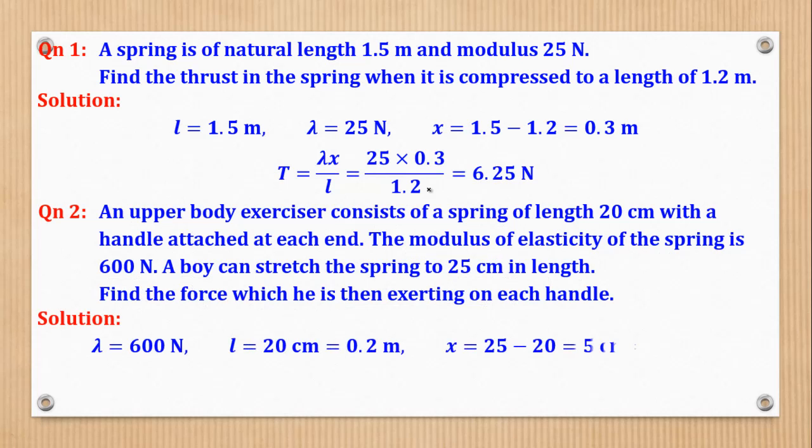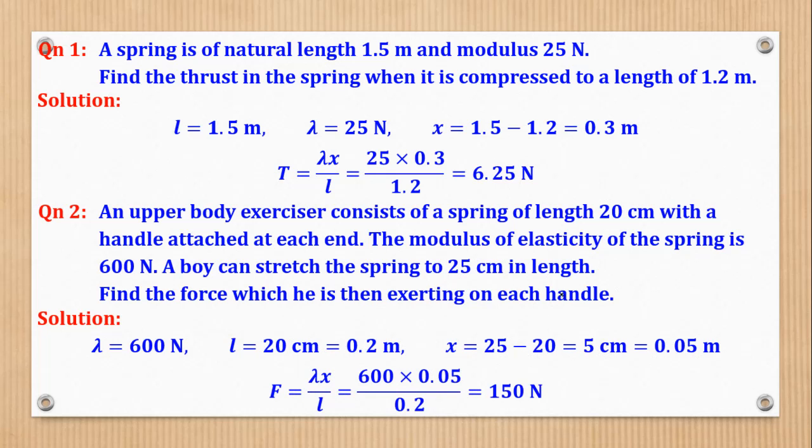So first is to interpret. You are given that the modulus of elasticity is 600. The original length is 20 centimeters. We convert to SI unit. Then the extension will be the difference between the new length and original length, which is 5 centimeters, and we convert to meters. Then you can code the formula, substitute, and get the output which they wanted.